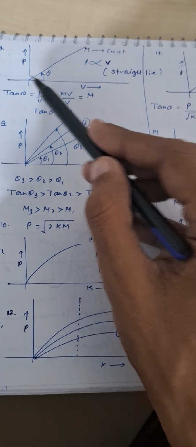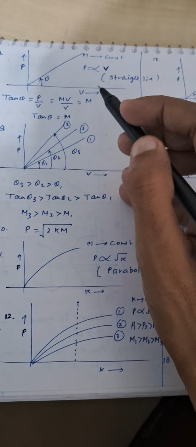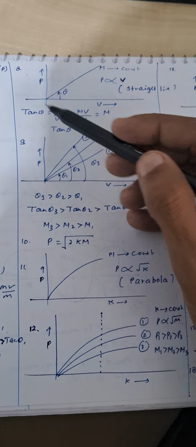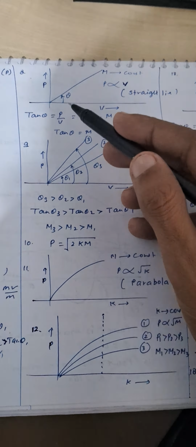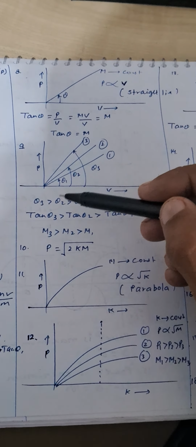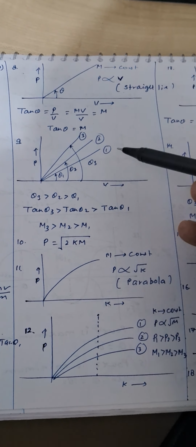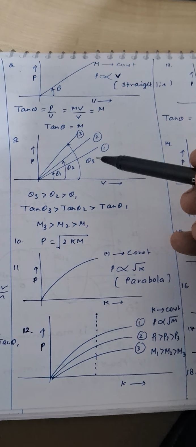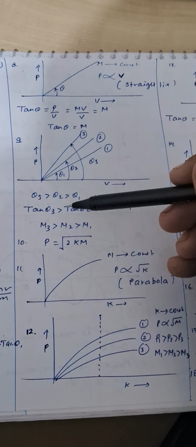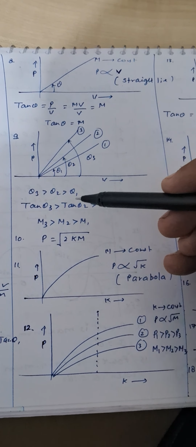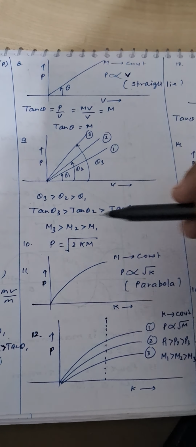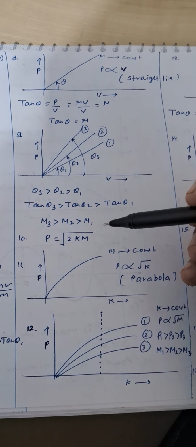Next is, if we draw graph between p and speed for constant mass, we can say that p is proportional to v. So graph is gonna be a straight line. And if we find tan theta is equal to p by v, which is equal to m. Next, if we have three different graphs corresponding to three different m, then we can say that tan theta is equal to m. So from the graph we can see that theta 3 greater than theta 2 greater than theta 1. So tan theta 3 is greater than tan theta 2 greater than tan theta 1. So m3 greater than m2 greater than m1.